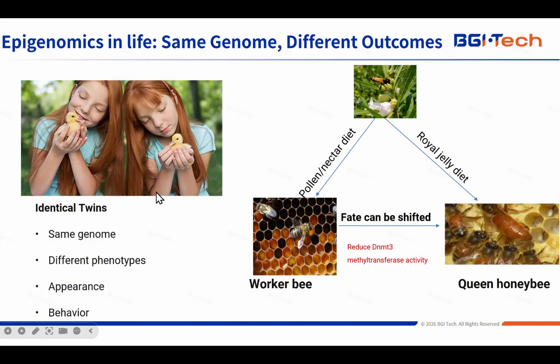There are two biological phenomena shown here. The first one is identical twins. They share exactly the same genome, but they often show differences in personality, lifestyle, and other traits. The second case is about queen bees and worker bees. They originate from genetically identical larvae, but they develop into very different individuals because of differences in nutrition during their development.